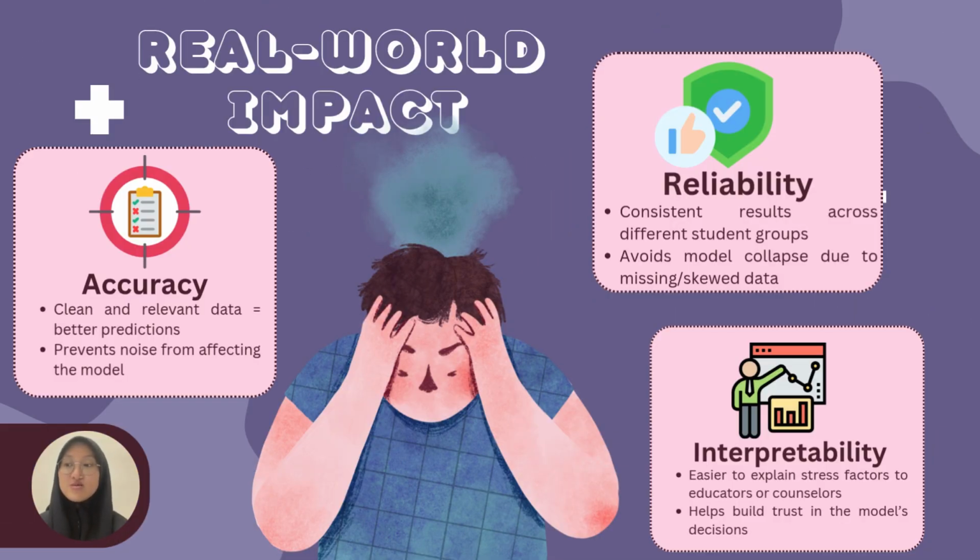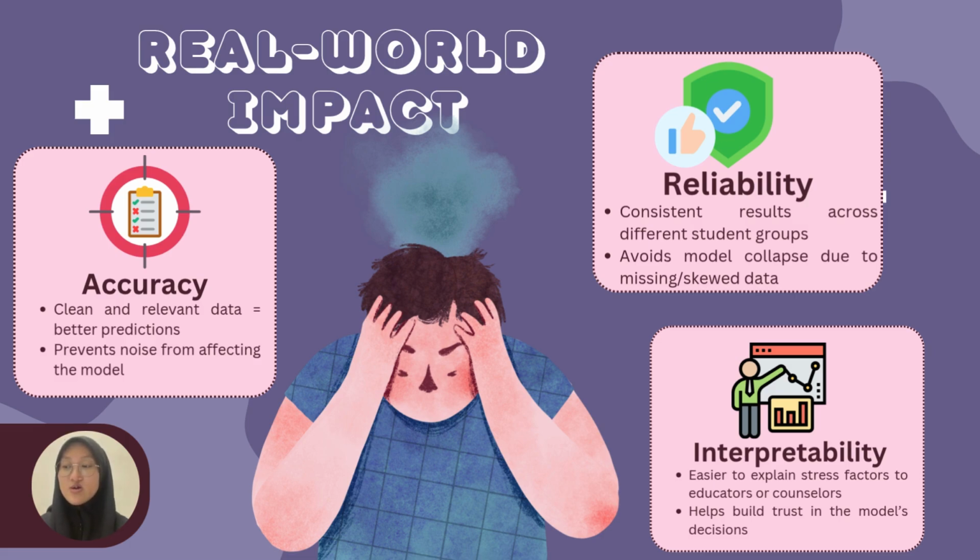Pre-processing and feature selection are not just technical tasks, they directly improve how well the model works and how useful it is in practice. Let's take a look at the real-world impact this had on our project success. First is the accuracy. By removing the missing values, coding the variables properly and selecting only the most relevant features, our model had less noise and irrelevant data to learn.